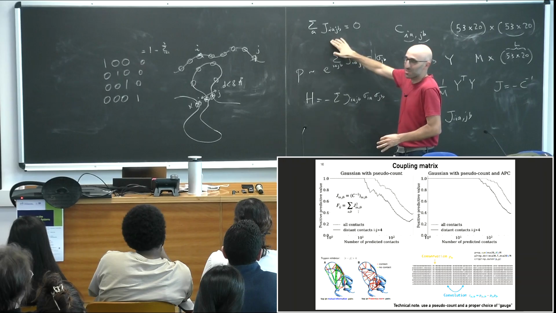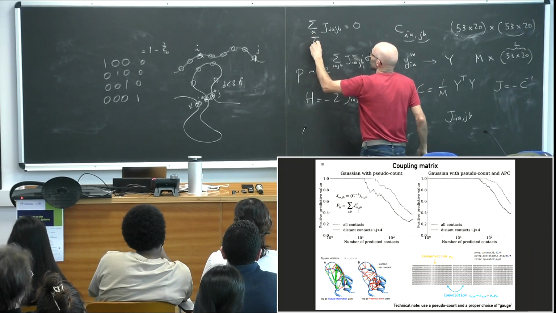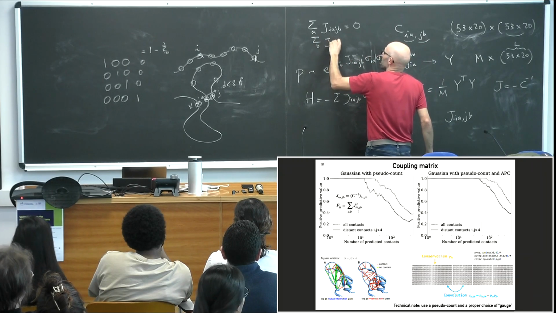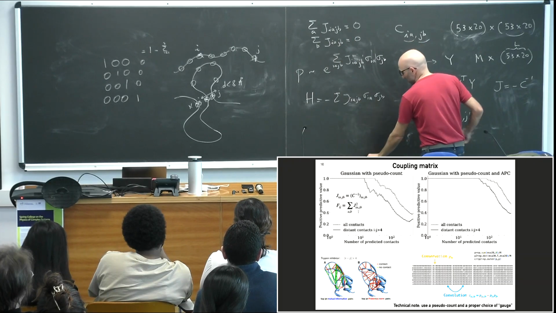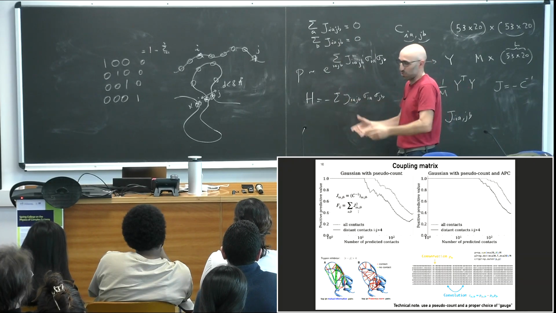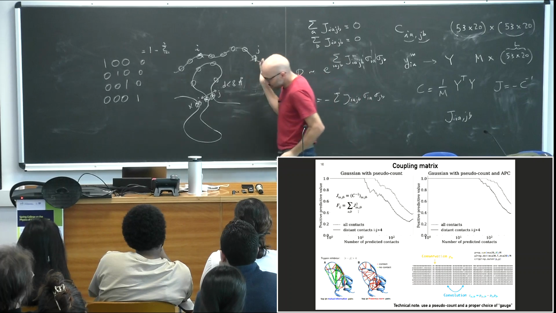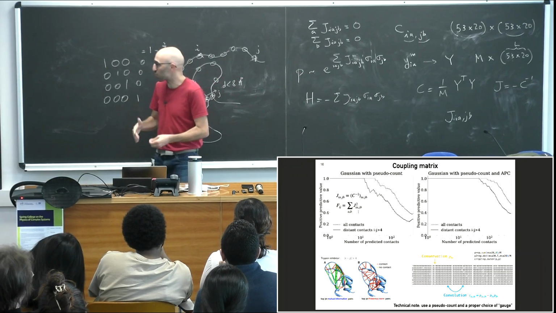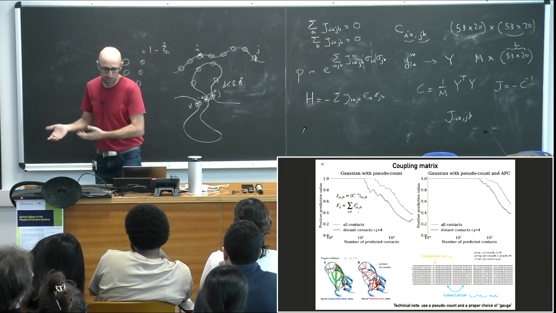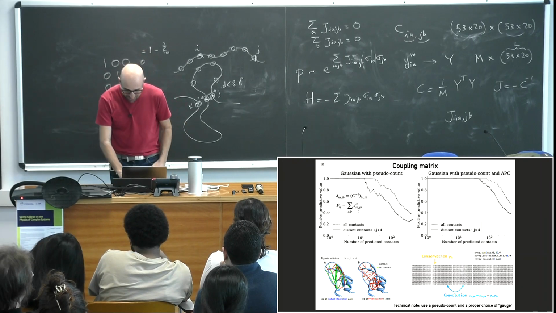So you add the constant such that you set to 0 the average of J over a or b, in such a way that your matrix is as centered as possible, and the part that you remove goes in the fields, because it's not a true coevolution signal. So these are technical things.